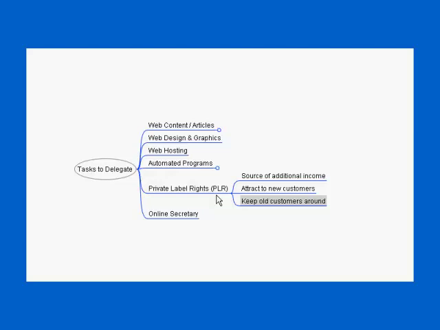And finally, you can use PLR to keep old customers around. Now, PLR articles are cheap and you can redistribute a single purchase extensively. So if you want to give all your customers free stuff at least once a month, it's not going to cost all that much at all. If you're always offering free content on a regular basis, then your customers will be pleased and they'll feel like they're valued. And this is one of the fundamental marketing tools both online and offline.